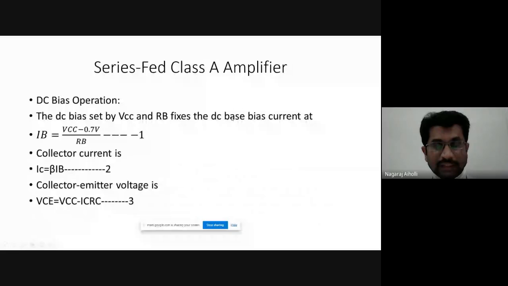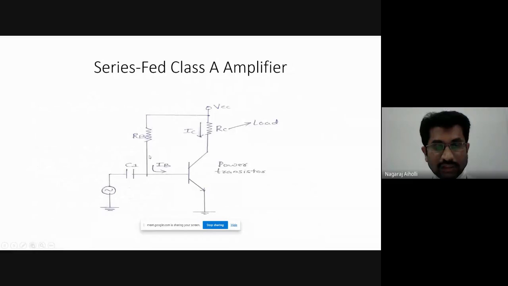So we are applying KVL to the input path of the circuit. Now, what is the input path of the circuit? The input path here is from VCC through RB, then VBE, to ground. It is from VCC through RB, then through VBE, the base to emitter voltage, and emitter to ground. This is called the input path or input portion of the circuit.